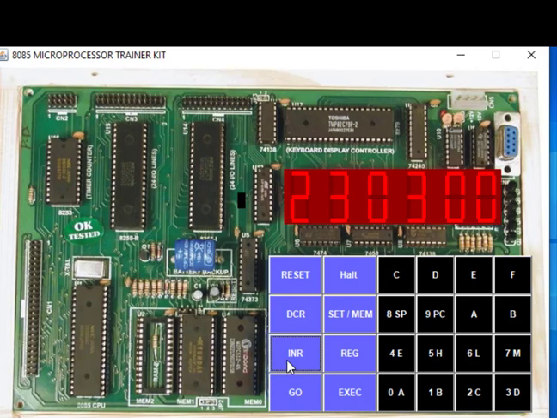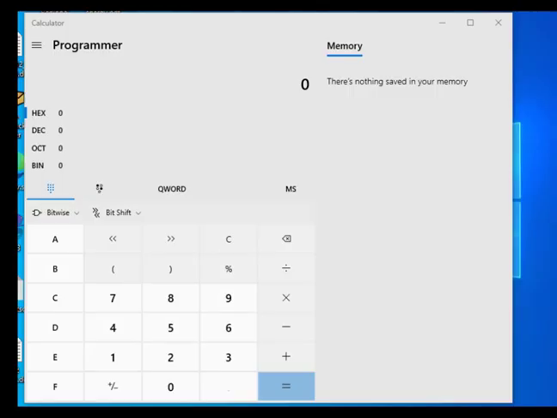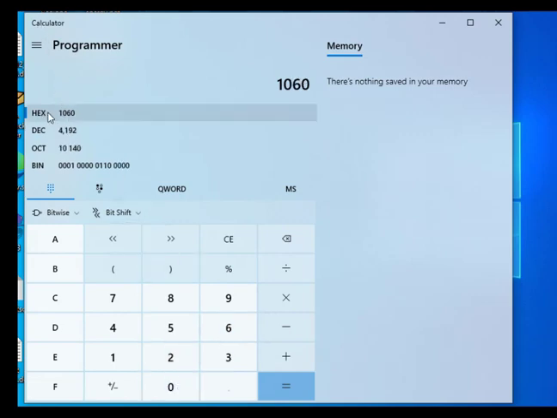Now let us verify the result we are getting, whether it is correct or not, by using the calculator. I am using the scientific calculator inbuilt on my PC. Our number is 1060 in hexadecimal, and we are dividing this number by 20. Equal to, and you can see the answer is 83 in hexadecimal. So our answer was of course correct. You can check the answer here also using hexadecimal, because the 8085 works in hexadecimal notation.